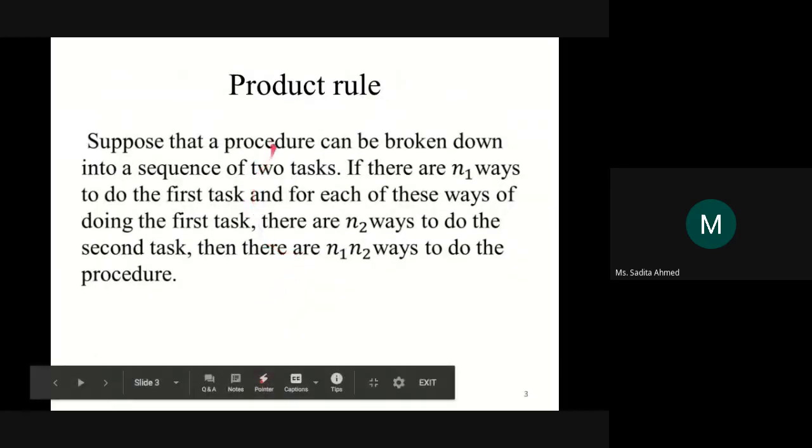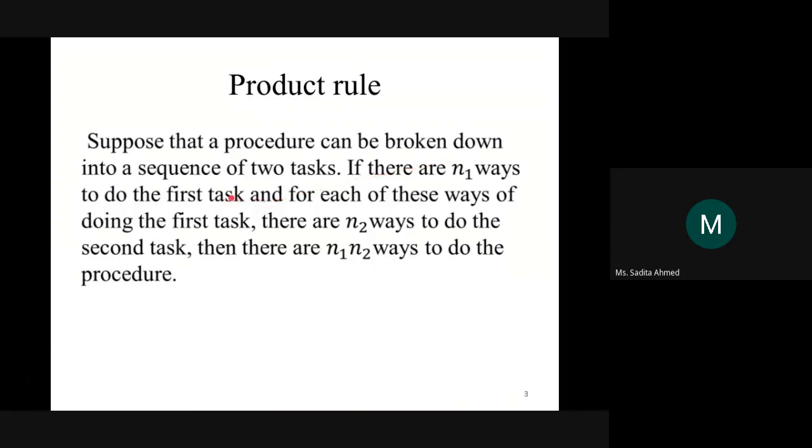When there's a procedure that can be broken down in a sequence of tasks, where each of the tasks can be done in N1, N2, N3, and so on ways, regardless of how the previous task was done. In that case, the total number of ways to do the entire procedure would be N1, N2, N3, N4, and so on, the product of them. That is the product rule.